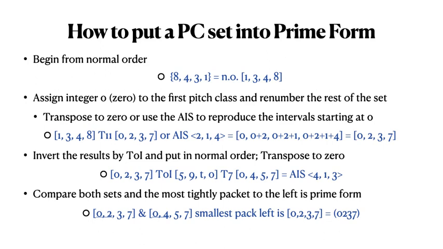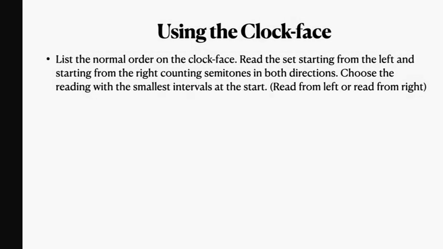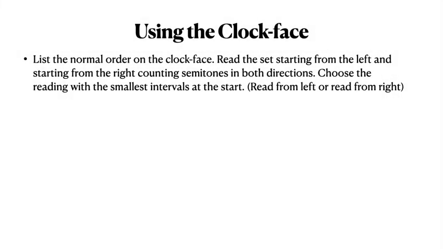So this is kind of the long way of figuring out prime form. So I'm going to show you one more way that might be a little bit easier. You can also use the clock face to observe this set in a more graphic way. So let's take the set 5, 9, 10, 0. This is already in normal order.